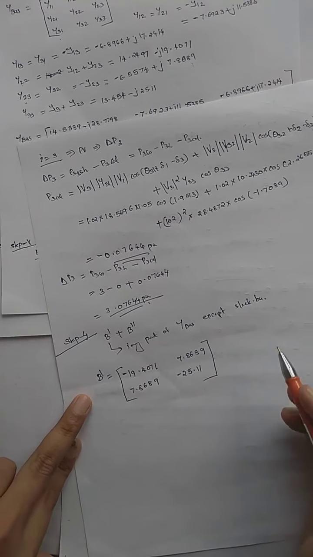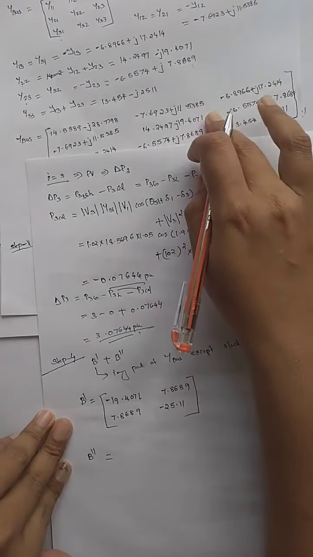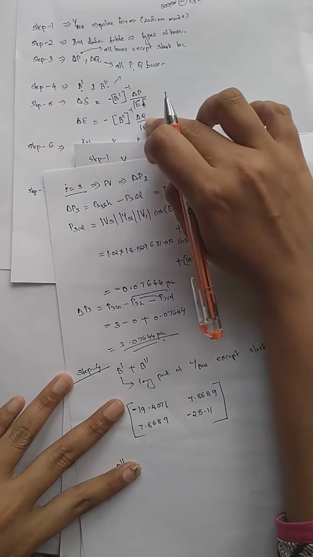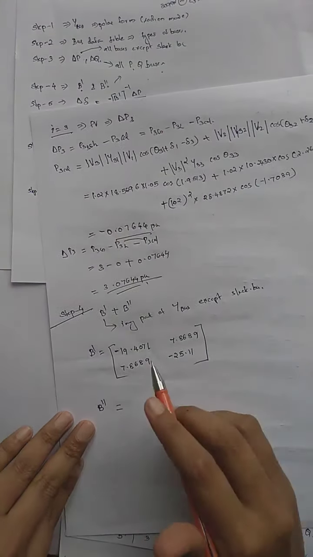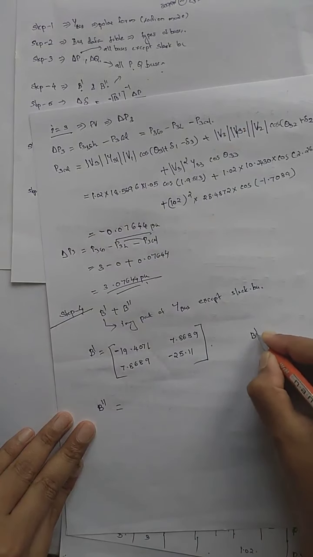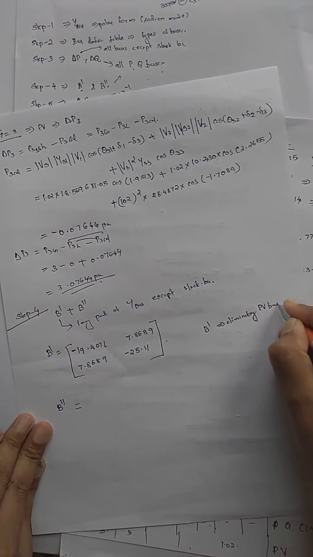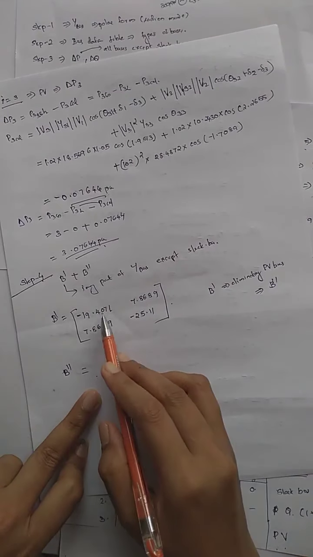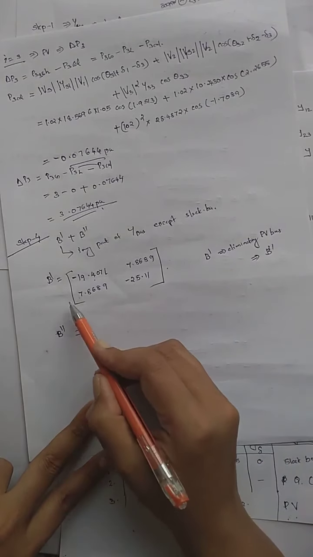So this is my B dash matrix, and what will be my B double dash matrix? B double dash we are finding for our reactive power. For reactive power we have to find only for PQ buses. So from the B dash matrix we eliminate all the PV buses, and we get our B double dash matrix. What is the PV bus here? Here 3 is the PV bus, isn't it? So the PQ bus is only 2. What is the 3 corresponding?